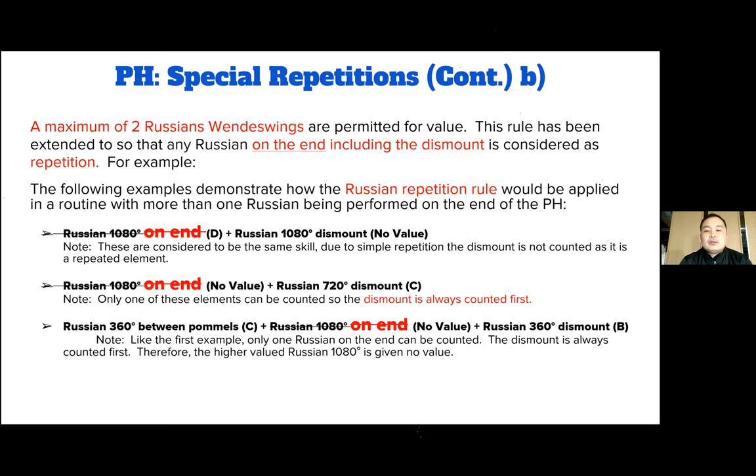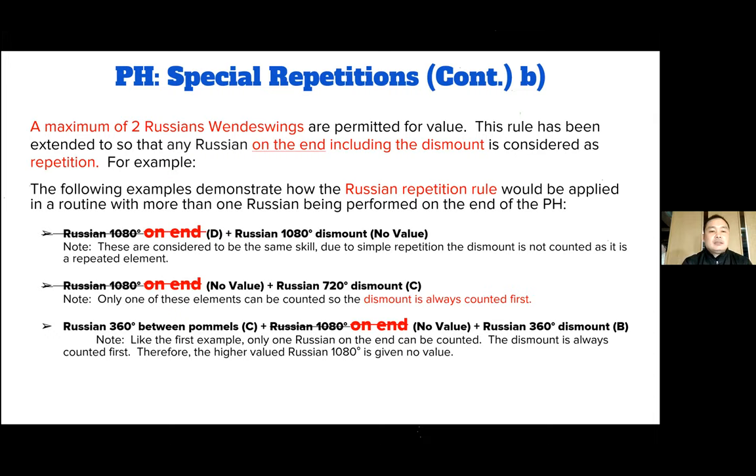But anyway, gymnasts perform like this: Russian 1080 on the ends, then Russian 1080 dismount. This is no value. So these are considered to be the same skills. Due to special repetition, the dismount is not counted as it's a repeat element. Normally we count the dismount first, but this is the special repetition. So no dismount.